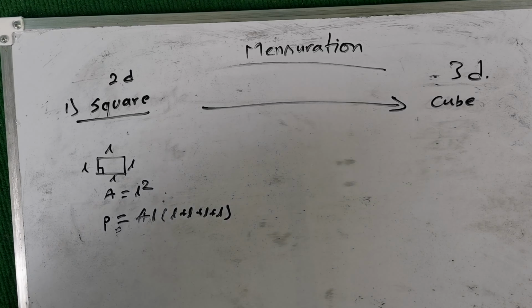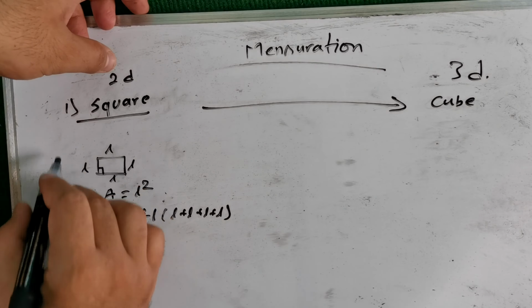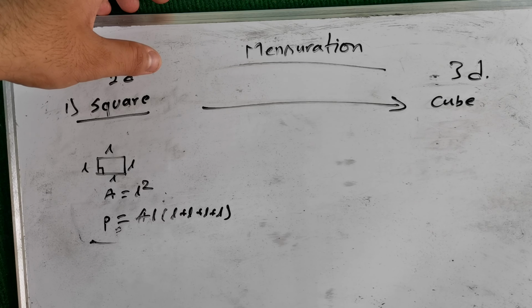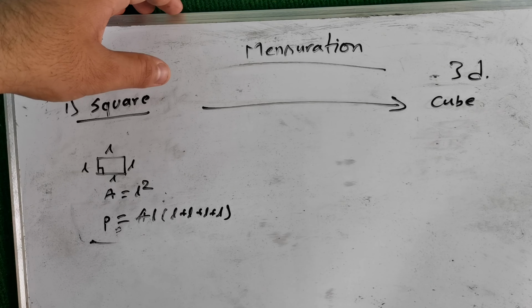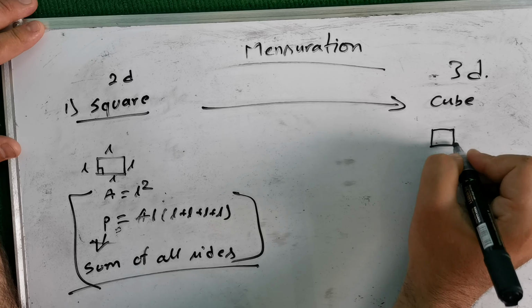This is known as perimeter. Perimeter means sum of all sides of square. Okay, only this much for 2D version, and the 3D version is cube.